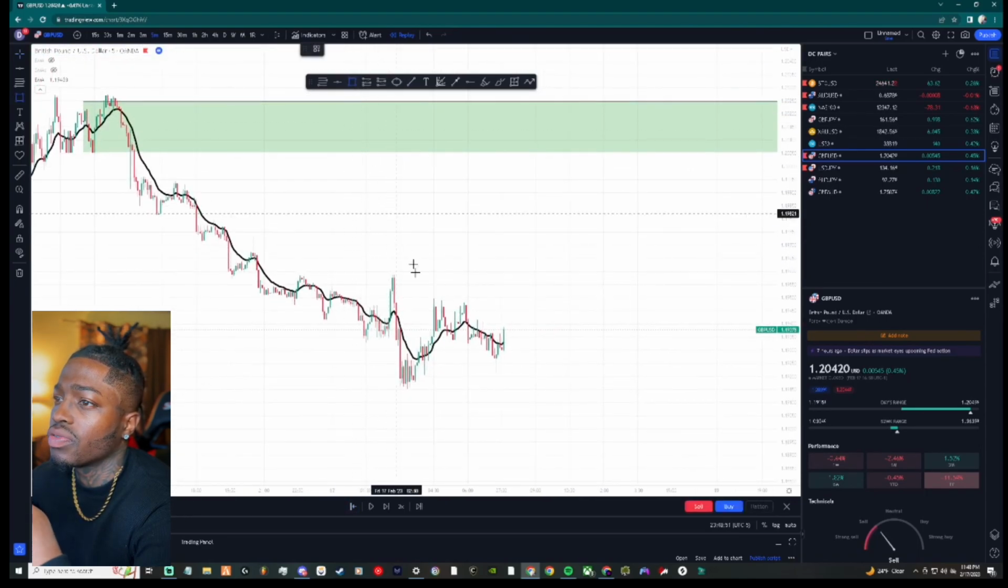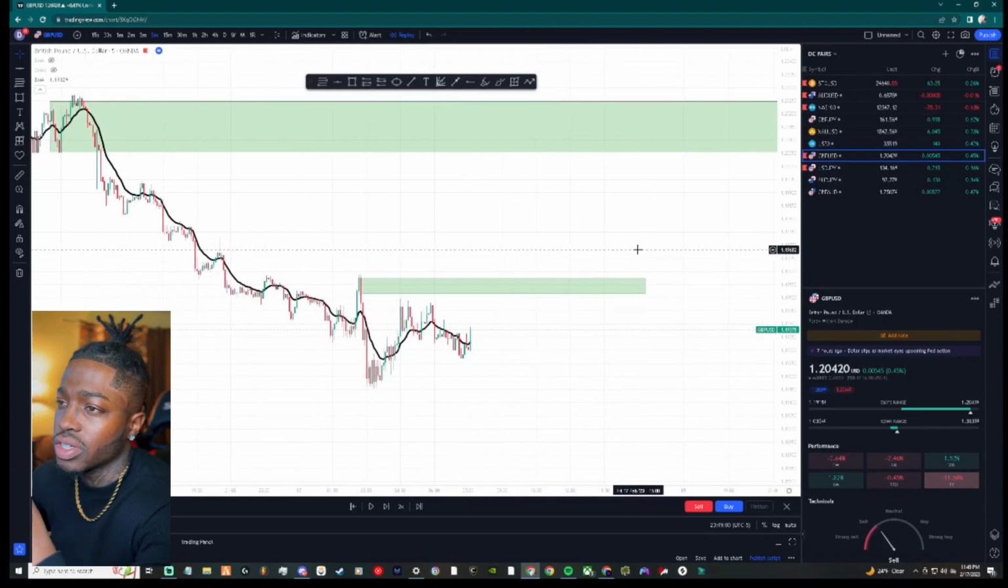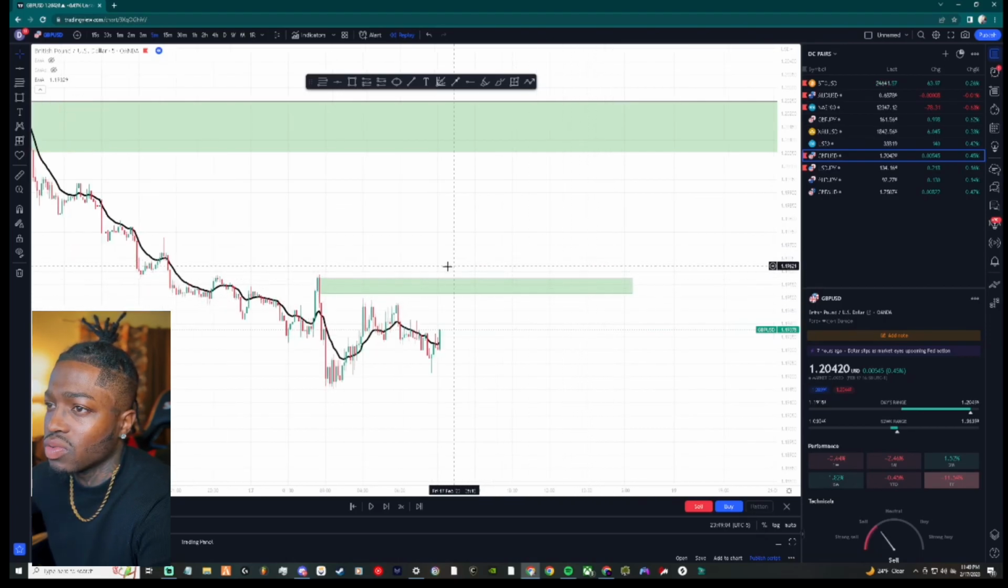Now shout out to Doya for the supply and demand. This is not accurate what I'm doing, but you get the general area and the general idea of what I'm talking about. So I saw this swing high, and I drew up this supply zone, swing high supply zone, but you kind of get what I'm saying. It's like it's a zone, you feel me?